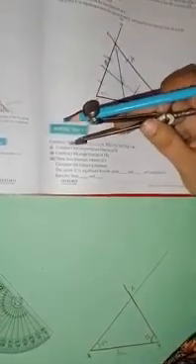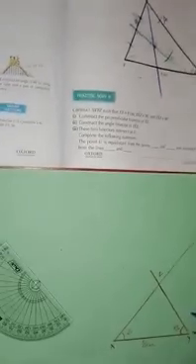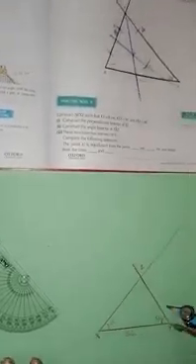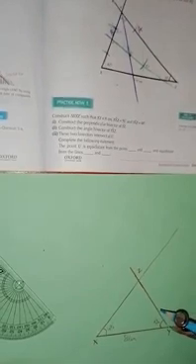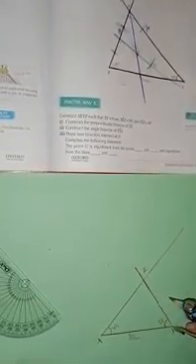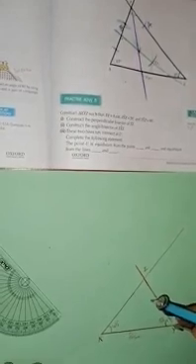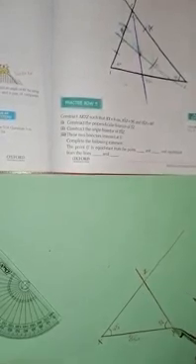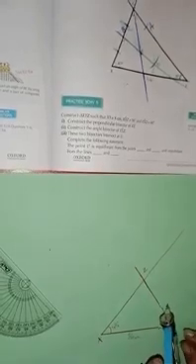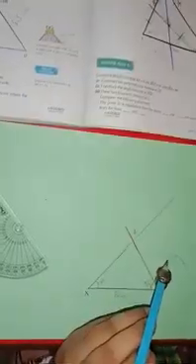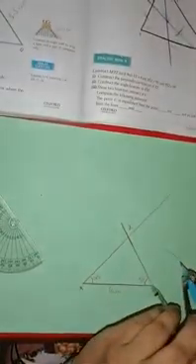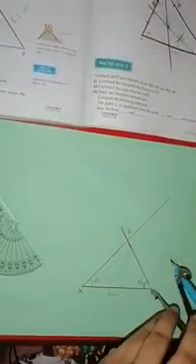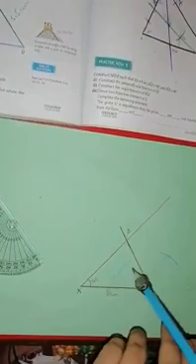Now see the next task, construct the perpendicular bisector of YZ. This is YZ and we have to construct the perpendicular bisector. So open your compass more than the half of YZ. With the center Y, put the arc above. Put the arc with the center Y of a suitable radius, more than half of YZ, above and below YZ.